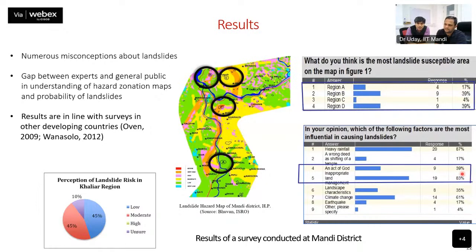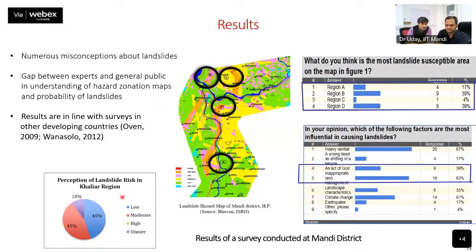So what I wanted to show is that there are some interesting results here in terms of people believing that landslide is something which is not in their own control. It's controlled by God. Or some force which is outside their own abilities. And some, of course, think that climate change may be a cause of landslides. So I just wanted to show you.